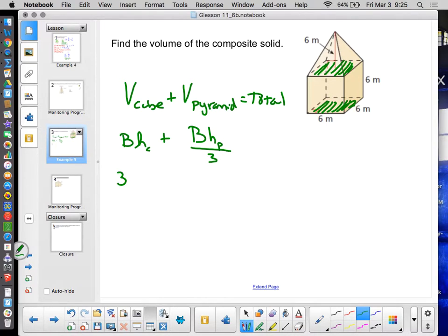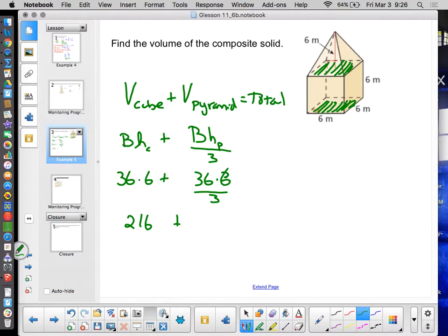So my base area is 36 times the height of the prism, which is 6, plus 36 times 6, again, because the height of the pyramid is the same as the height of the cube in this case, divided by 3. So, hold on. Calculator turned off on me, but we'll get it back on. 36 times 6 is 216.